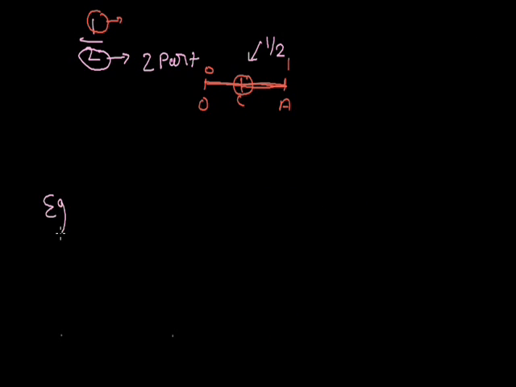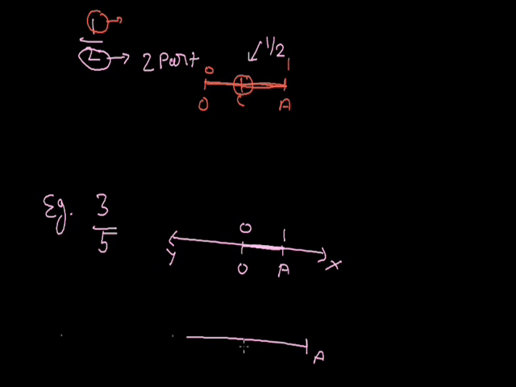Let's take another example, 3 by 5. First we draw a line XY which extends endlessly in both directions. Now take a point O which represents 0 and another point A which represents 1. So the distance between O and A is 1 unit. We take that 1 unit here. This is A and this is O. O represents 0 and A represents 1.